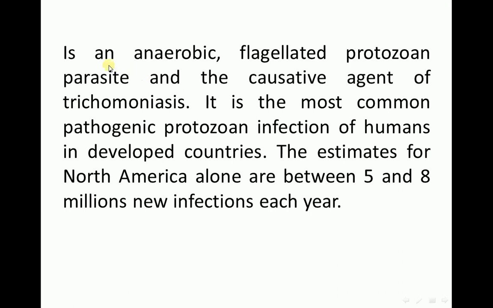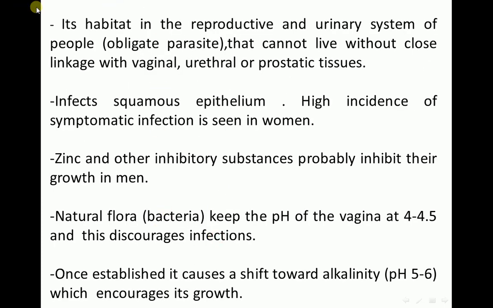Trichomonas vaginalis is an anaerobic flagellated protozoan parasite and the causative agent of trichomoniasis. It is the most common pathogenic protozoan infection of humans in developed countries. The estimates for North America alone are between 5 and 8 million new infections each year. Its habitat is the reproductive and urinary system of people.